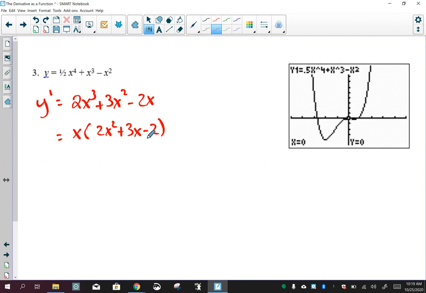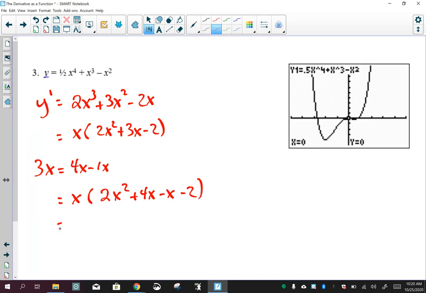So I need factors of 4 that subtract to give me a 3. So my 3x, I'm going to rewrite my 3x as 4x minus 1x. So this is just factoring, is all I'm doing here. That's x, so 2x squared plus 4x minus x minus 2.